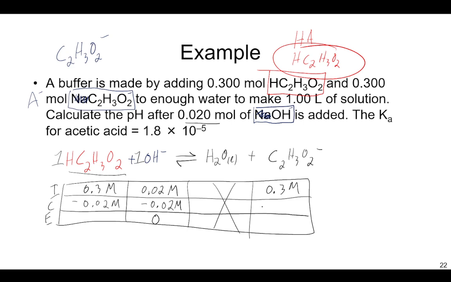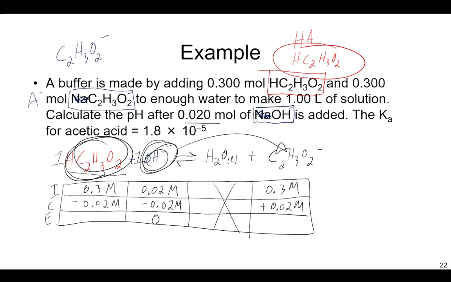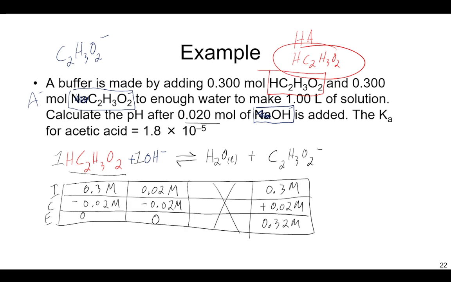And the other side of the equation is going up. And it's a 1-to-1 ratio, so that's going up by 0.02 molar. But in a practical sense, think about what you're doing. You're adding OH minus. It's reacting with this to generate this conjugate base. So yeah, the base gets all used up, OH minus, and in the process is increasing the amount of conjugate base in the buffer, decreasing the amount of the acid in the buffer.